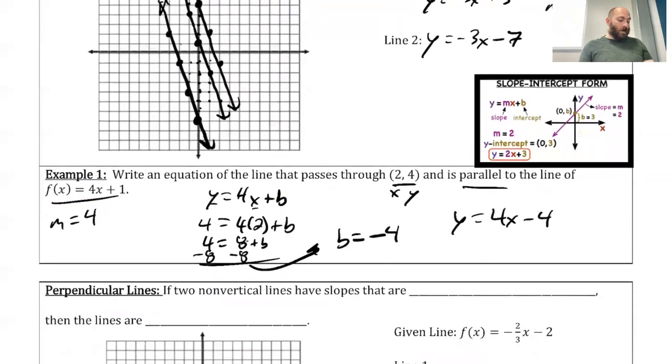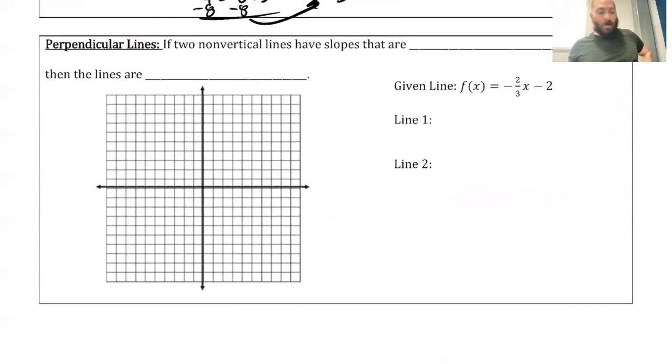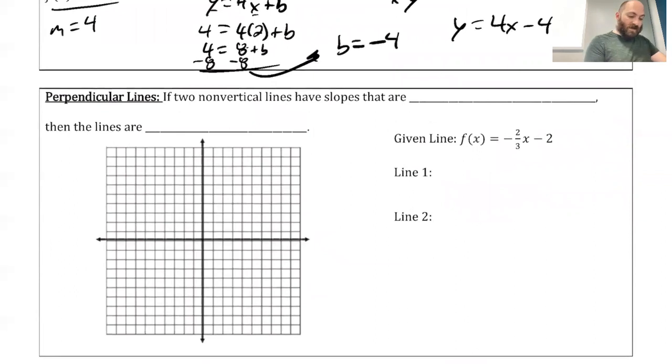All right. And let's talk about perpendicular lines on a graph. Okay. So if two non-vertical lines have slopes that are opposite reciprocals, then the lines are perpendicular.